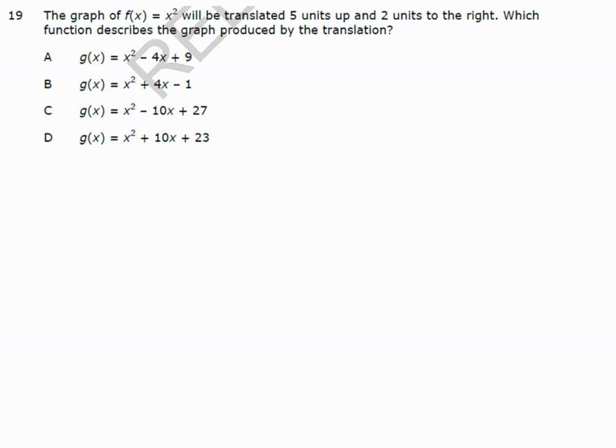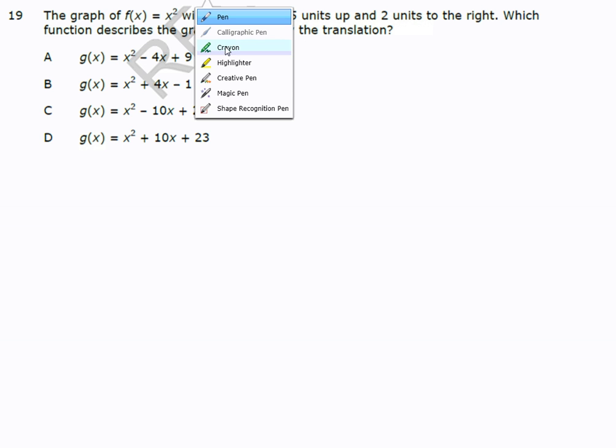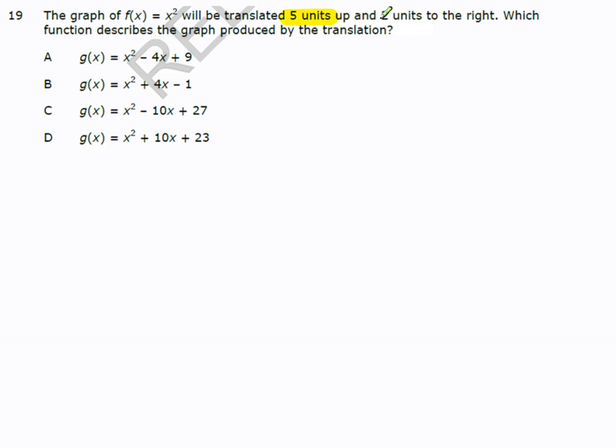19. The graph of f of x equals x squared will be translated 5 units up and 2 units to the right. Which function describes the graph produced by the translation? All right, so we're wanting 5 units up and 2 units right, and we're using this function right here. Okay, so in function notation, it looks like this.